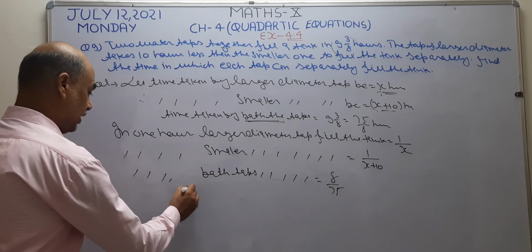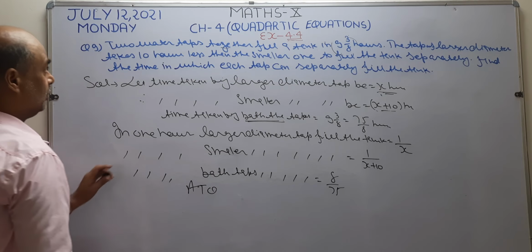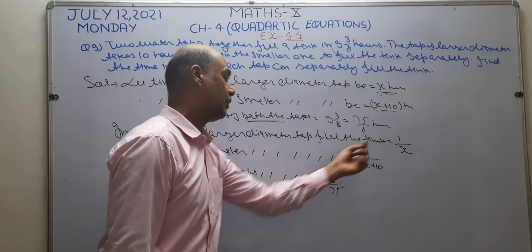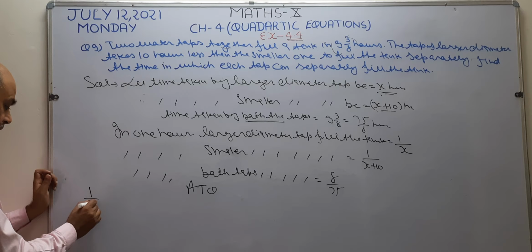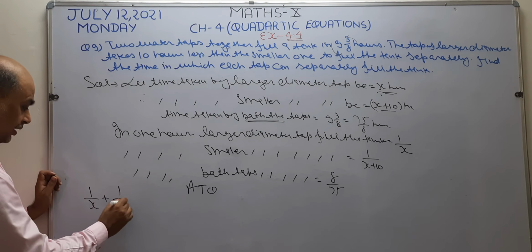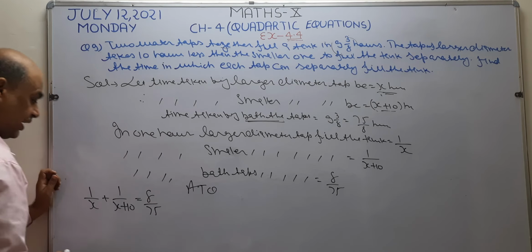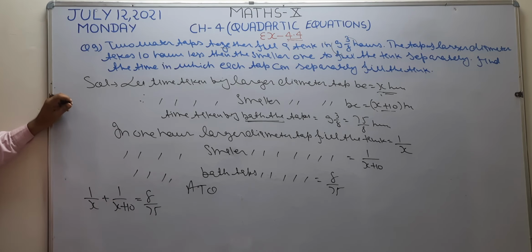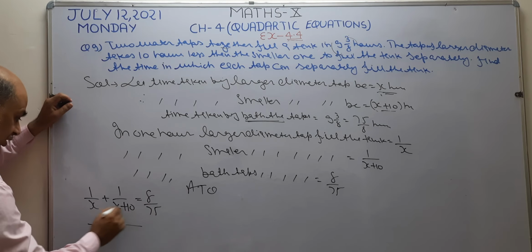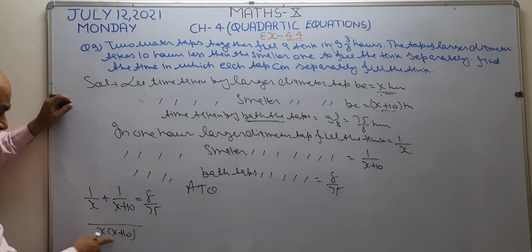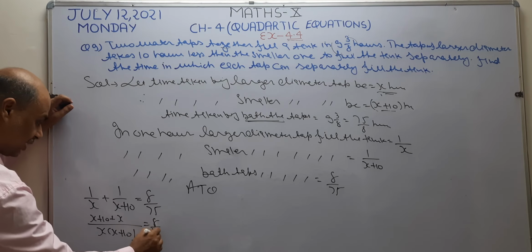Now I write here according to the question. What is given? Time taken by both the taps is this one. Now separately, the larger tap fills 1 by x, and the smaller one fills 1 by x plus 10. Both together are equal to 8 by 75. Now what is the next step? We are going to convert this equation to a quadratic equation. So I take the LCM of these two. x is going to cancel with x. What is left? x plus 10. After that, x plus 10 is going to cancel with x plus 10. What is left? x equal to 8 by 75.